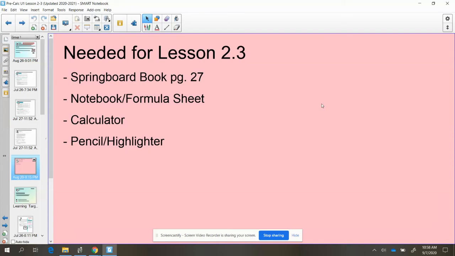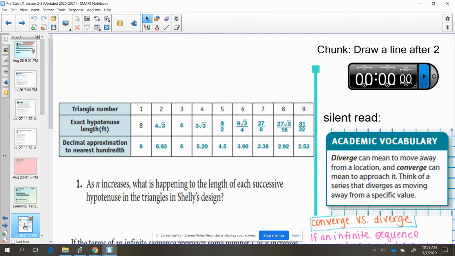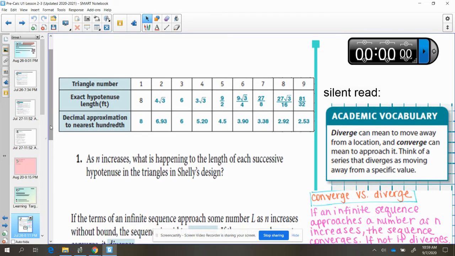Hey everybody, today we are going to finish up activity 2 in geometric sequences with talking about our lovely infinite geometric sequences. So we're on page 27 today and we're going to talk a lot about does a sequence converge or diverge for our geometric sequences, and we're also going to talk about finding the sum of an infinite geometric series.